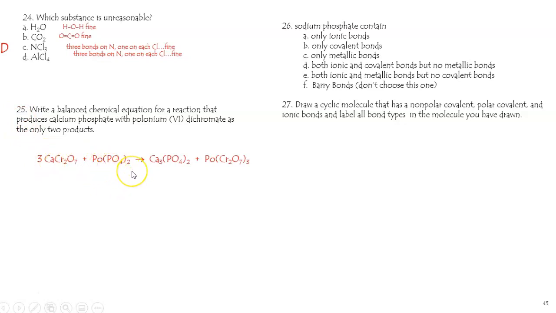And polonium phosphate, is that polonium 6 phosphate? It is, because each phosphate is minus 2. Balancing it only requires 3 to 1 to 1 to 1.